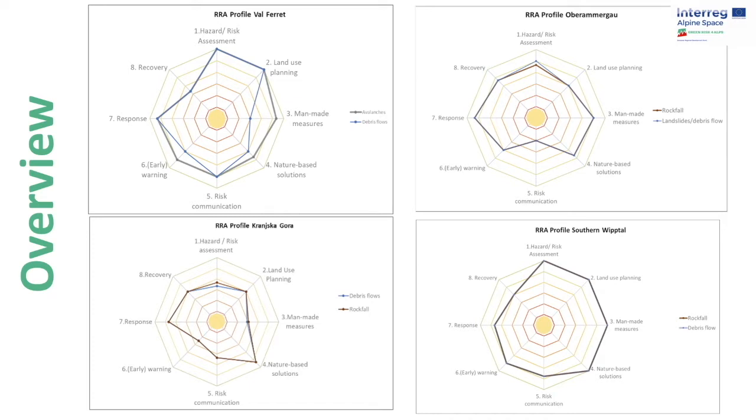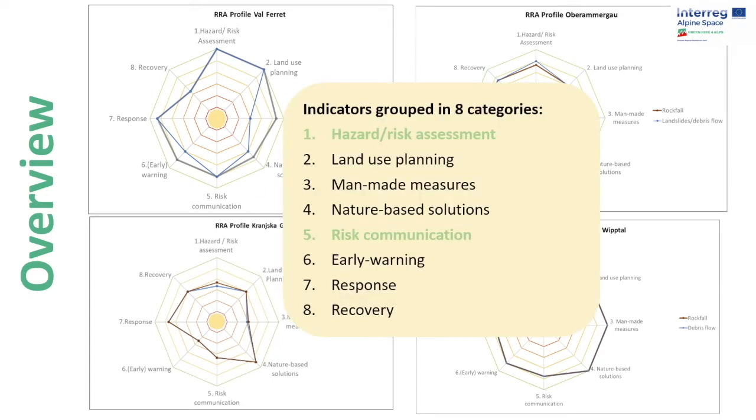For example, you can see that hazard and risk assessments were fully considered as best practices in both the parts of Val Ferret and Southern Wipptal. On the other hand, for example, risk communication was perceived as a potential point for improvement in all the different study areas, as you can see in the 4 graphs. Now I will give you a brief presentation on some examples of results, only regarding partially the hazard and risk assessment category and the risk communication category due to time restrictions.